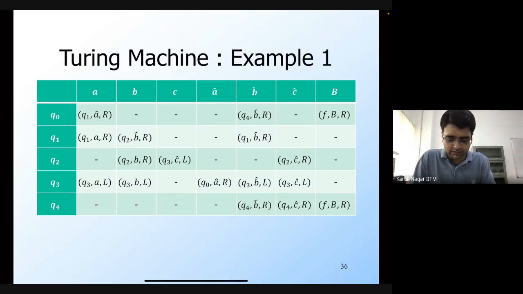And the columns correspond to the various symbols of the alphabet. So we have A, B, C, and then we have the marked A hat, B hat, and C hat, and then the blank.